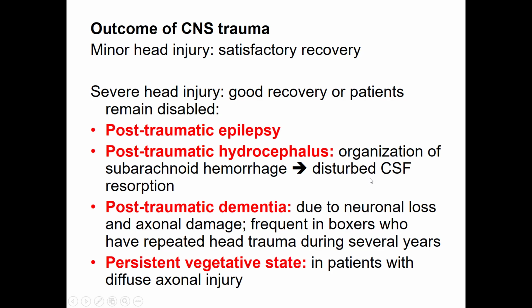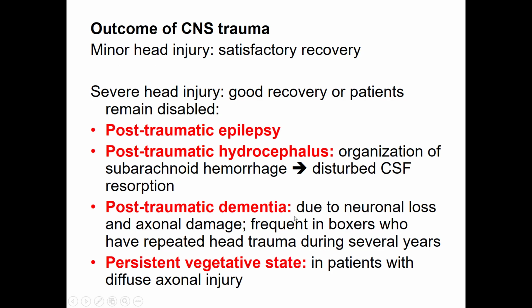normal CSF flow. This organized subarachnoid hemorrhage can affect the flow between the intraventricular and extracerebellar CSF spaces, so obstructing the Magendie and Luschka foramina. Or the other problem when the arachnoid granulations are going to be affected by the subarachnoid hemorrhage, causing disturbed CSF resorption. The post-traumatic dementia is the other thing which may be also related to the repetitive, relatively minor head injury.